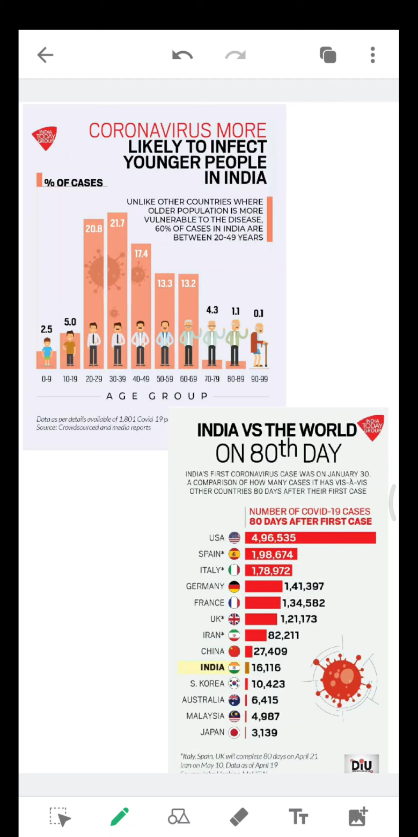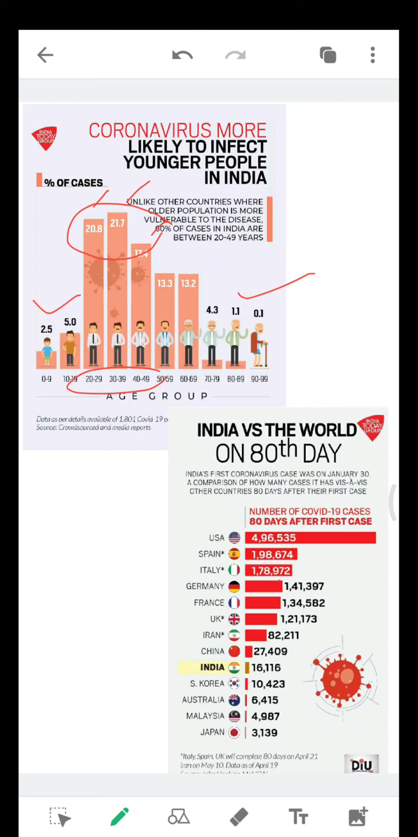See here, 20 to 49, the heights of these bars, you can clearly see the heights are long, and the older people are falling less likely, younger also less likely, but the age group of 20 to 49 are more likely to get infected with coronavirus. This is from the source India Today.